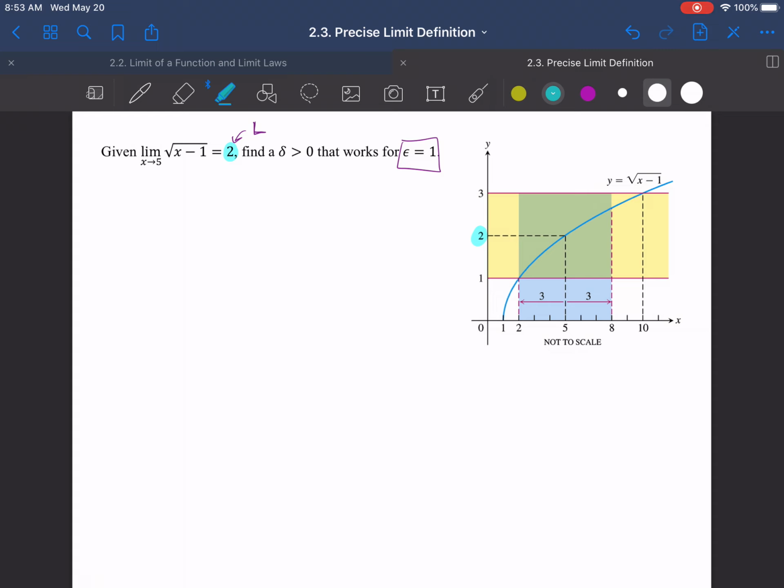Our epsilon equals 1. That's this distance here. That's epsilon, or this distance here. Okay, that's where we're wanting to stay within. And then C is that value right there. That's C. Because that's the value that x is going towards, I should highlight that too. Here's C. There we go.